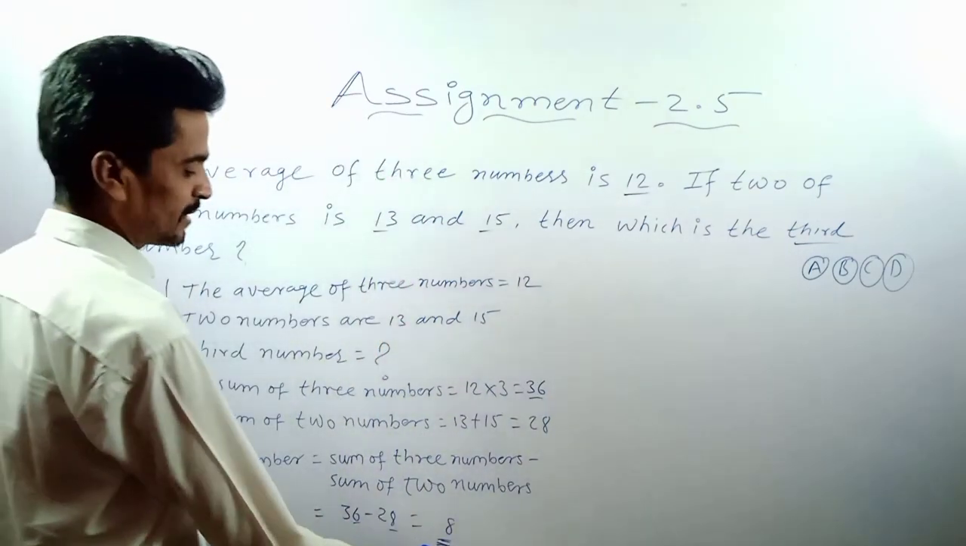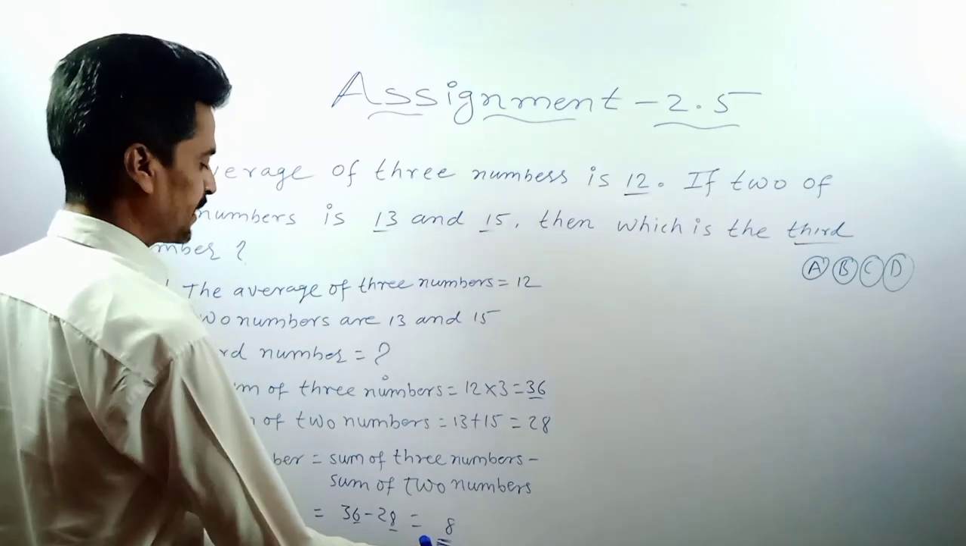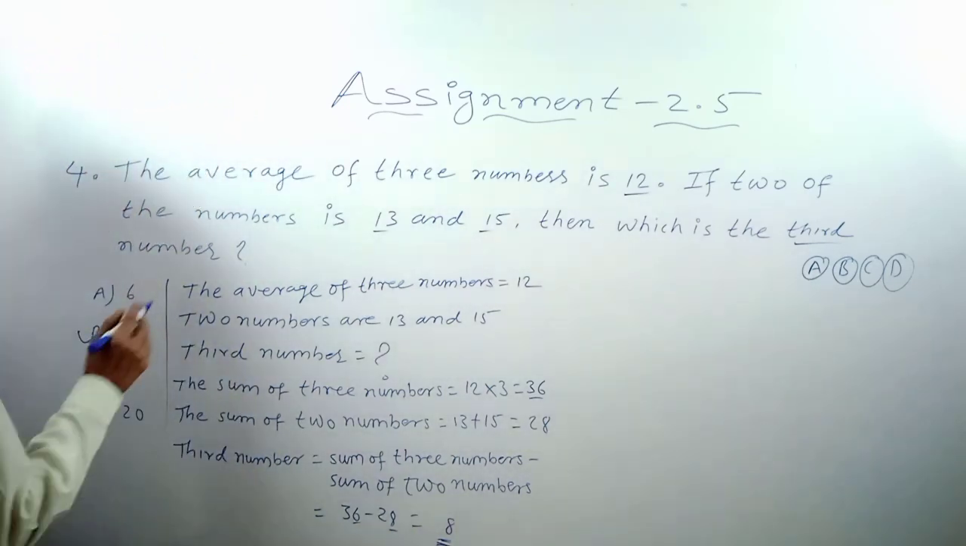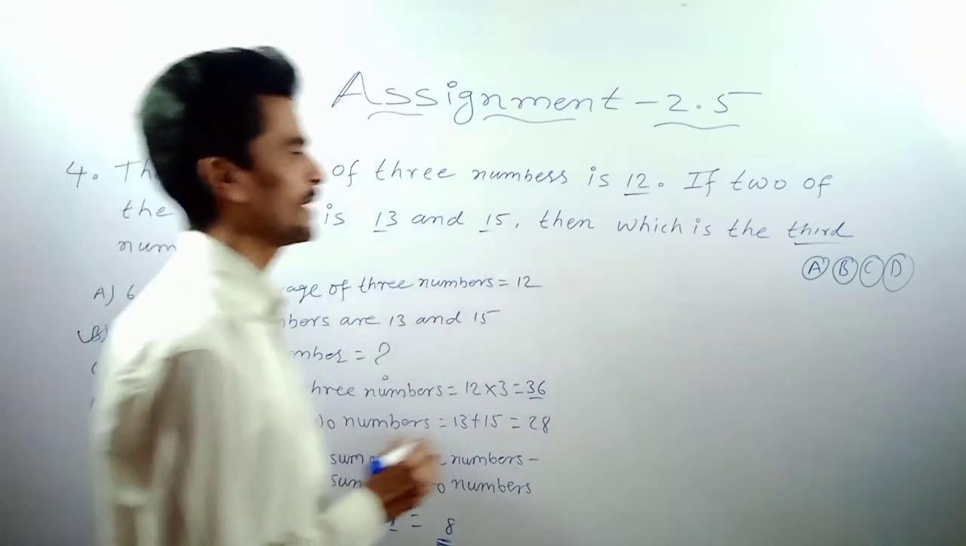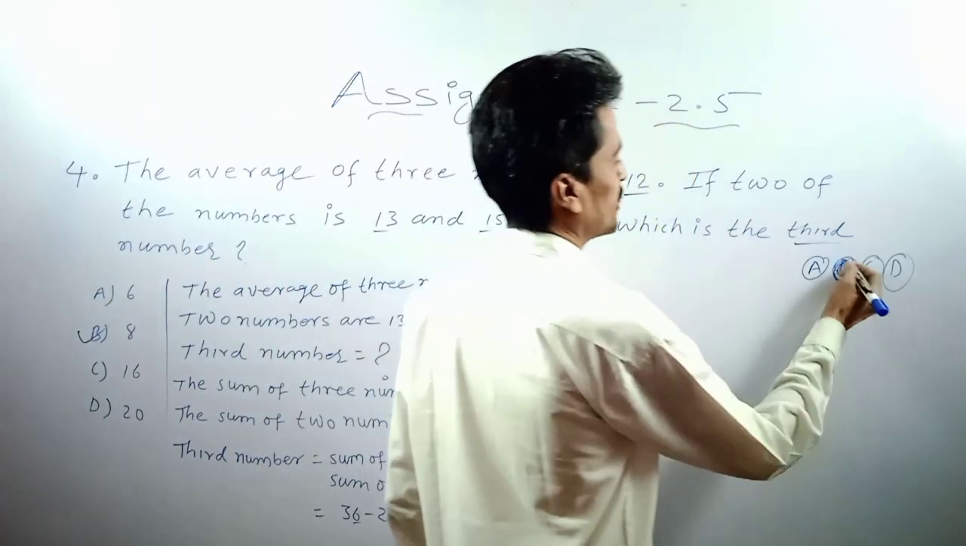Third number is 8. That's why 8 is in option number B. So I am coloring the option number B very well. Why? Because it is our correct answer option.